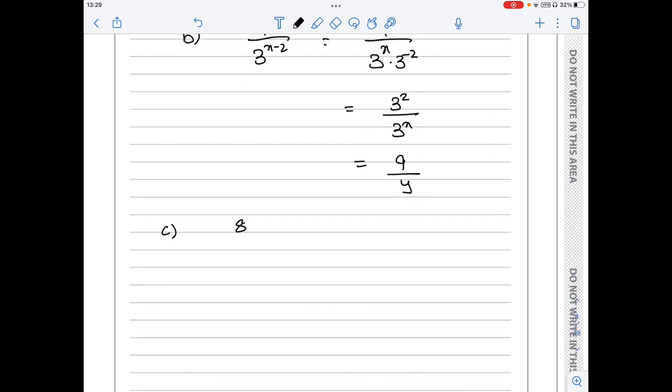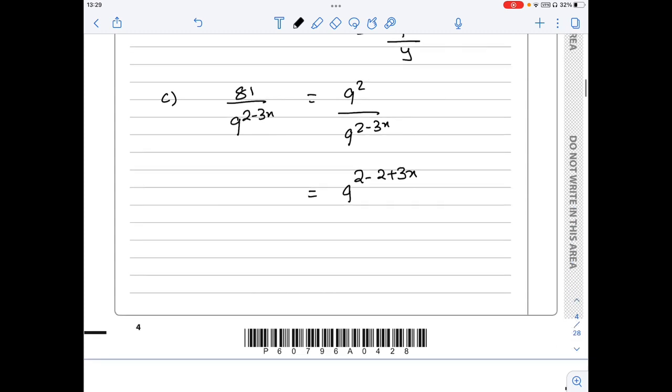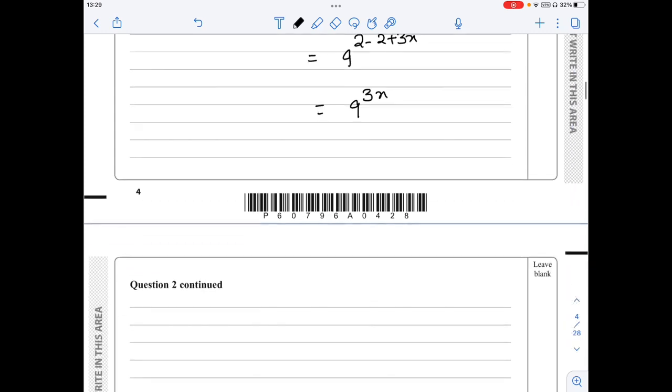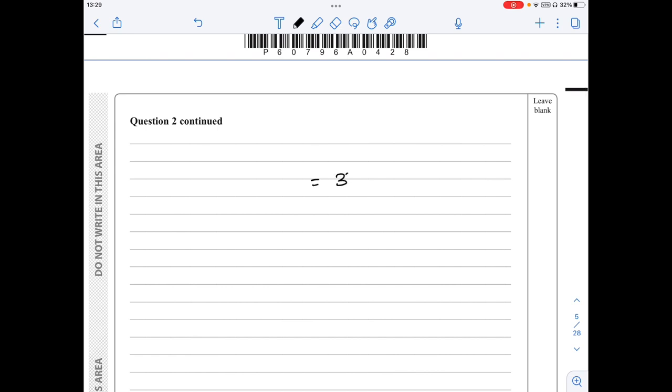Part C, 81/9^(2-3x). 81 can be written as 9², over 9^(2-3x). When bases are the same, powers should be subtracted. 2 minus 2, minus of minus plus 3x. So it becomes 9^(3x). Now 9 is 3², so (3²)^(3x) becomes 3^(6x). So it can be written as (3^x)⁶, which is y⁶.